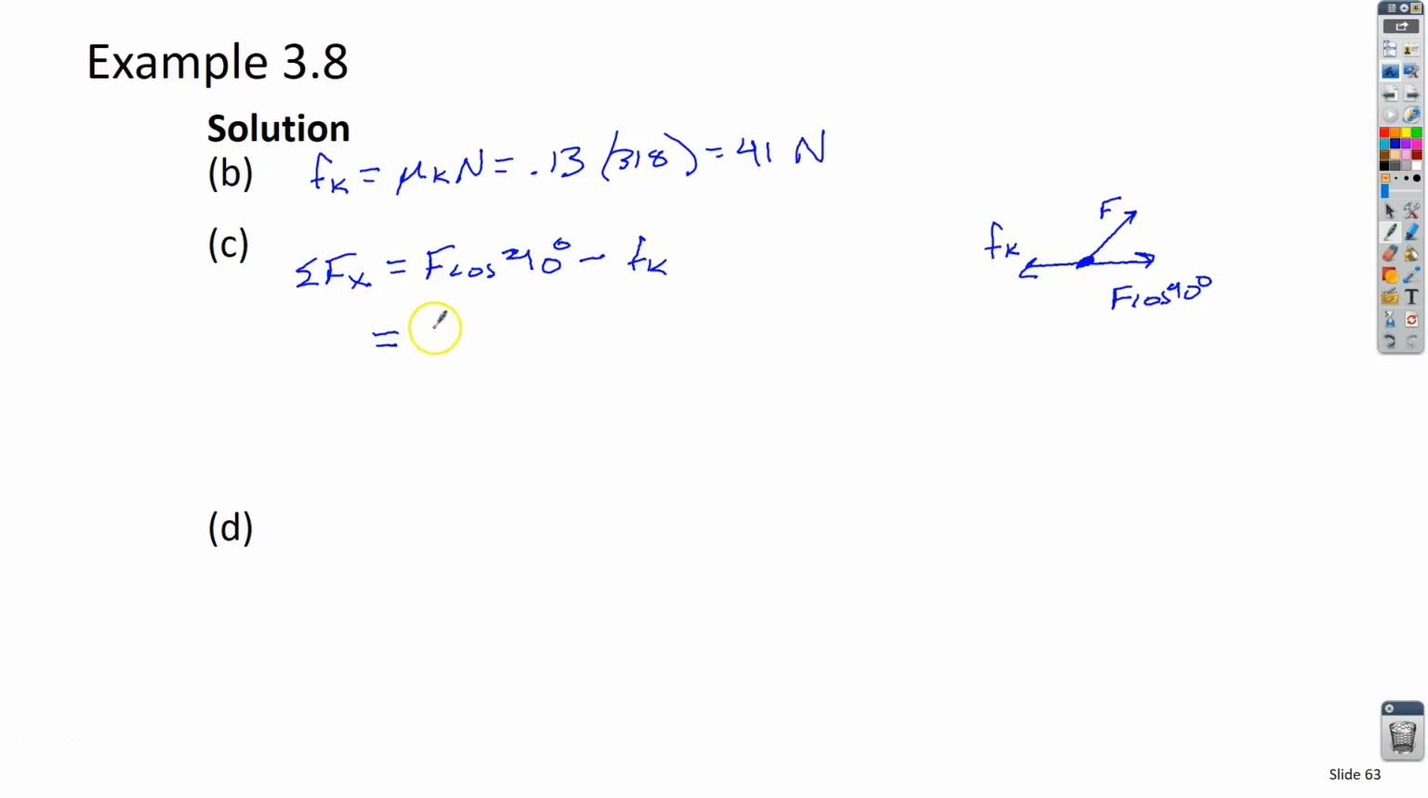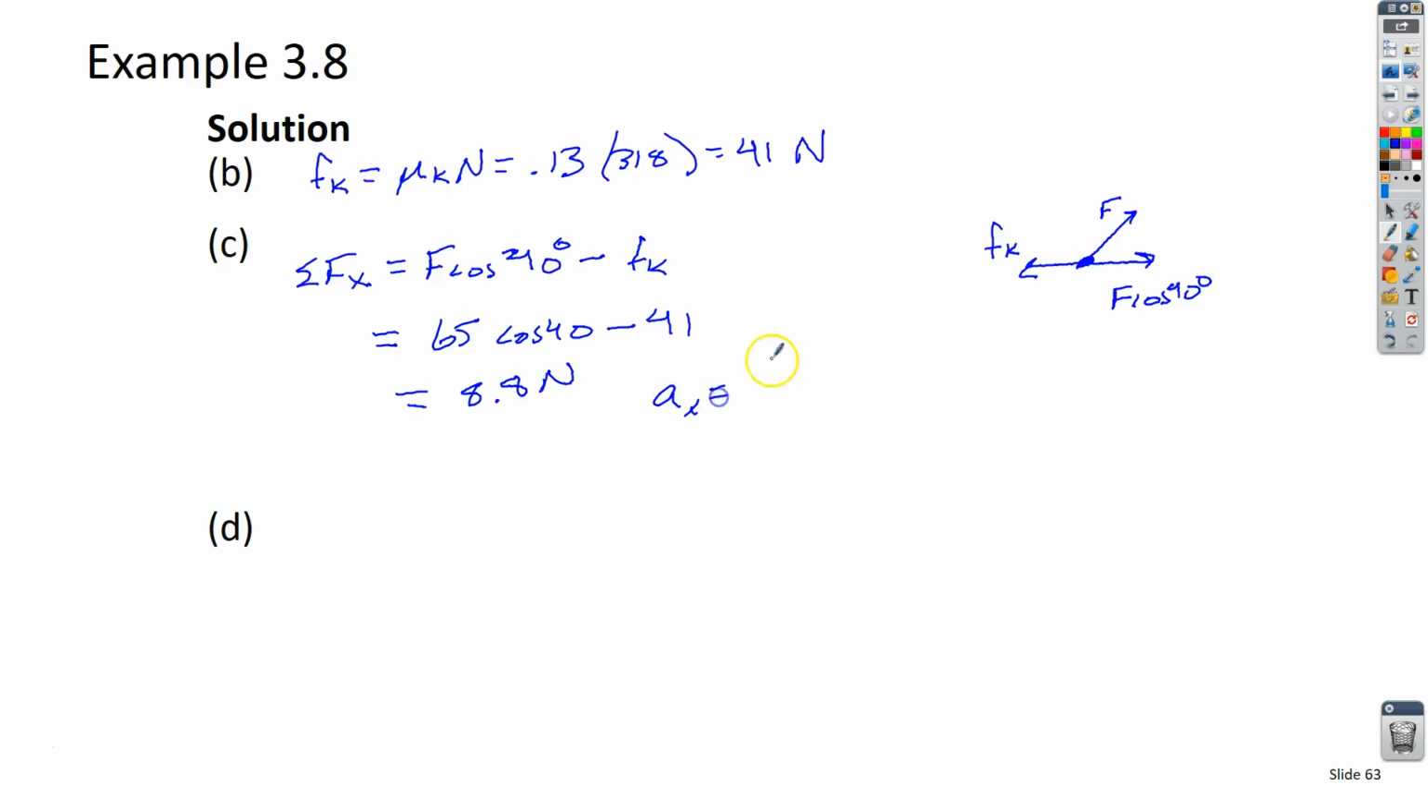The force we said was 65, so we're going to take 65 times the cosine of 40, and we're going to subtract off that force that we got earlier, which is 41 newtons. So if we do 65 times the cosine of 40 and then subtract 41, we end up with somewhere around 8.8 newtons. And they want to know what is the acceleration of the suitcase.